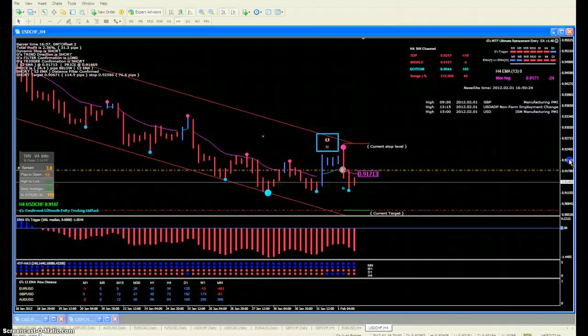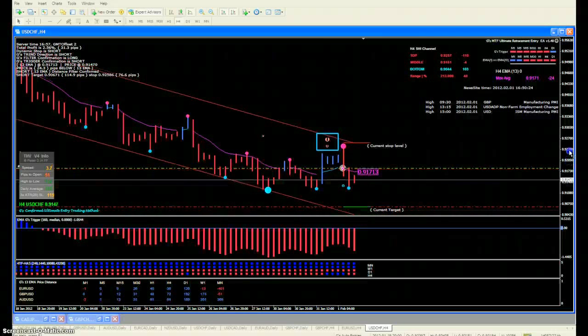I have the expert advisor on the chart. The expert advisor shows you where your stop and your target is located on the chart. This information up here also displays where your target is as the actual price and an actual pip amount. So you can see what your target is, what your stop loss level is, how many pips it is.